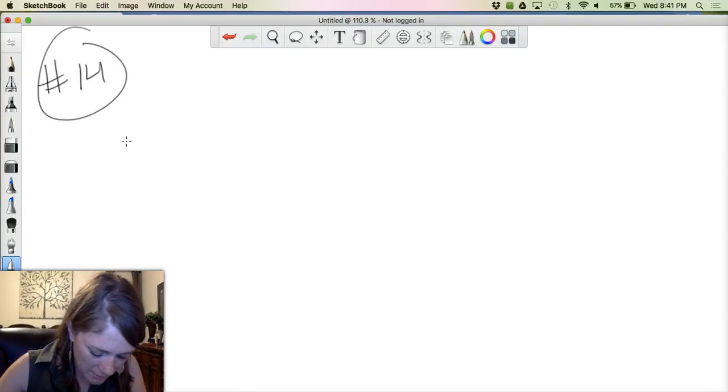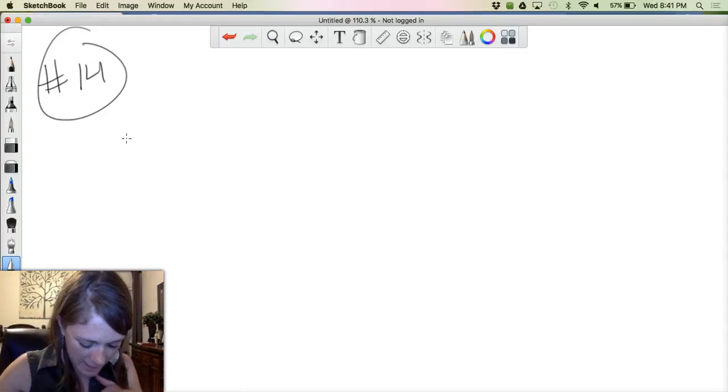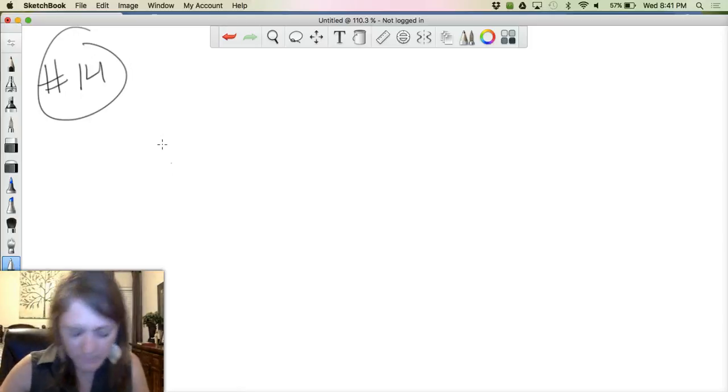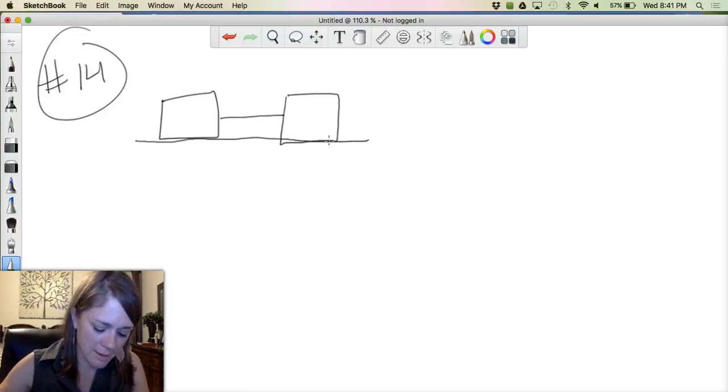Number 14. This is the system of the boxes being pulled by F. I wrote out a bunch of equations over there, but this is another one of those questions that we can really just use our common sense to do.